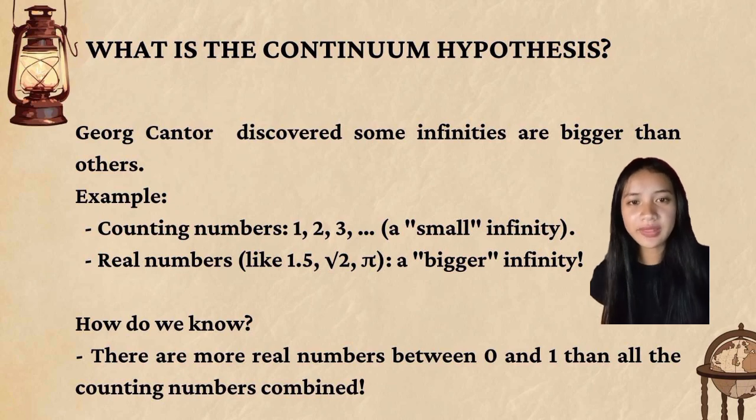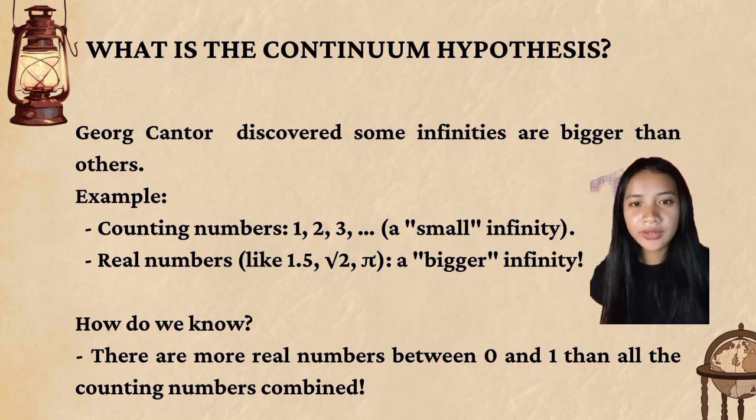The continuum hypothesis is a mathematical concept that explores the idea of different sizes of infinity. Georg Cantor is a prominent mathematician who discovered that some infinities are larger than others. For example, the set of counting numbers like 1, 2, 3, and so on represents a smaller infinity, while the set of real numbers, including decimals and irrational numbers like 1.5, square root of 2, and pi, represents a bigger infinity. There are more real numbers between 0 and 1 than all counting numbers combined.